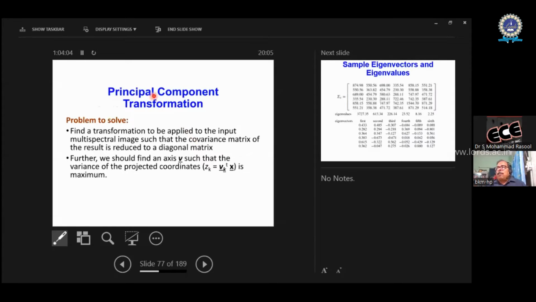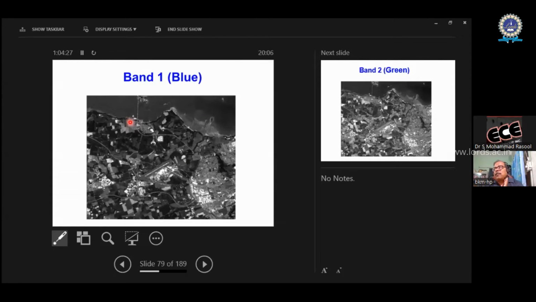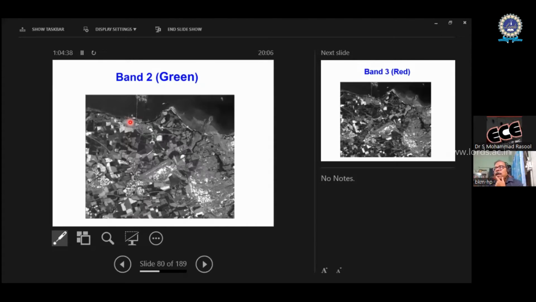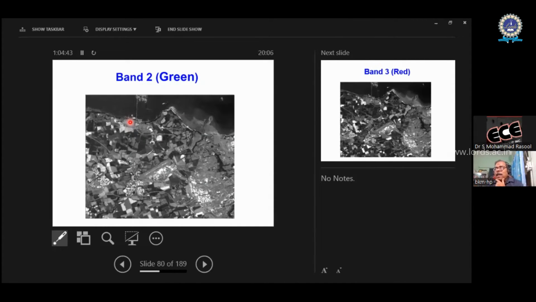So essentially, the principal component transform, when applied to images, is used to reduce the correlation among the spectral channels, and that is done through the covariance matrix and eigenanalysis of the covariance matrix. You can see an example: the image in blue band, green, red. You can see a lot of similarity in the data.